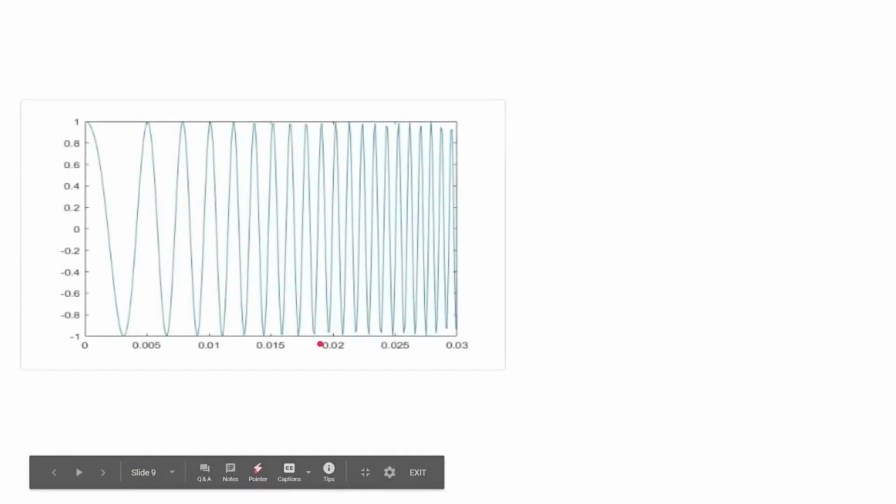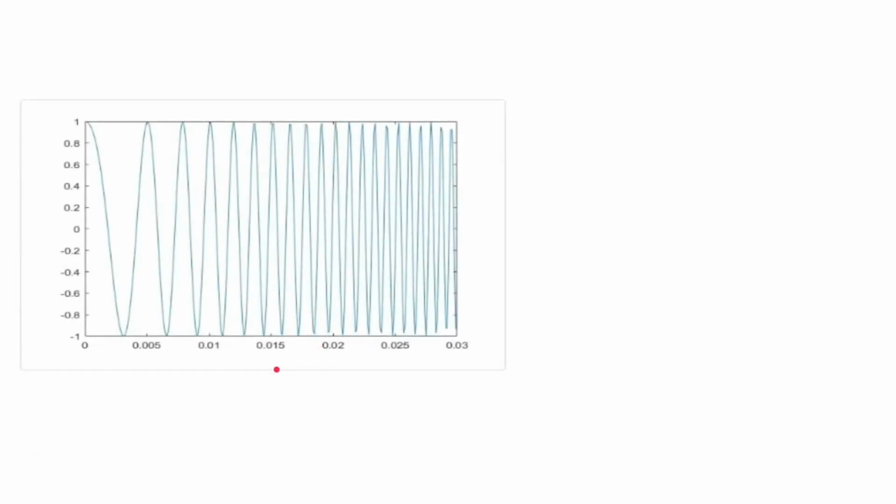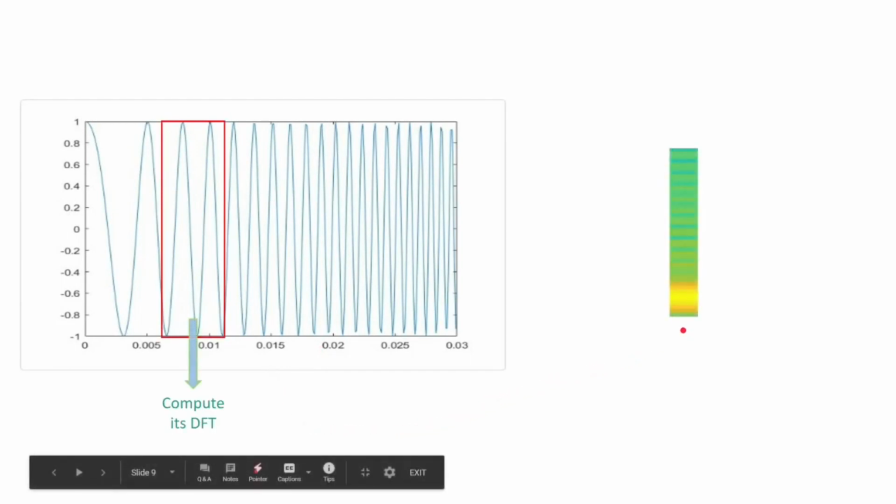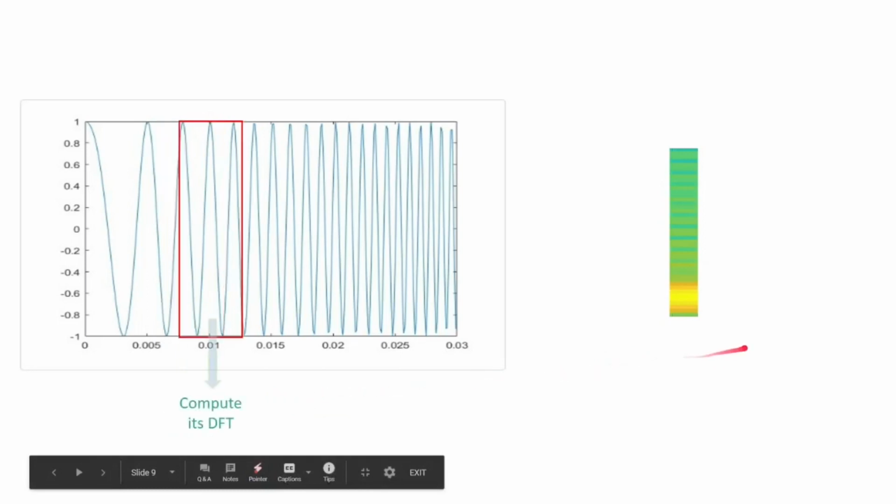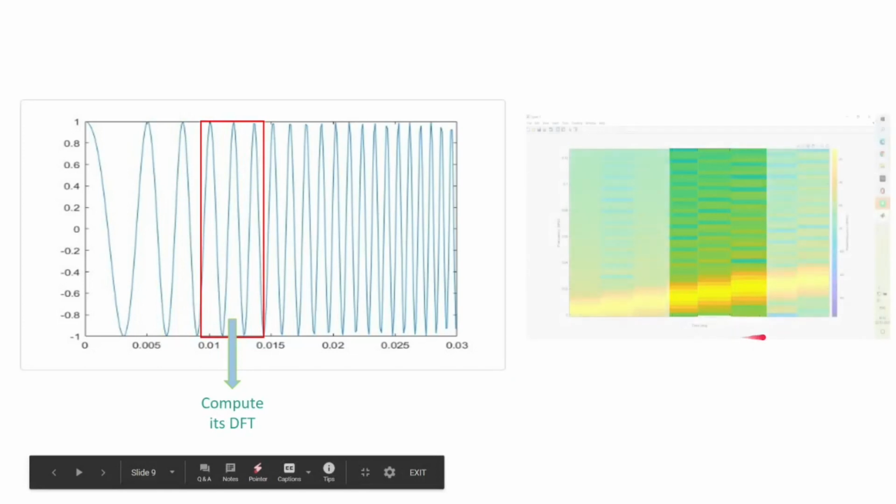Going further, let us now take a chirp signal. Here windowing will give me a spectrogram strip. We slide the window along the positive x direction to get another strip. We continue the process to get the complete spectrogram.